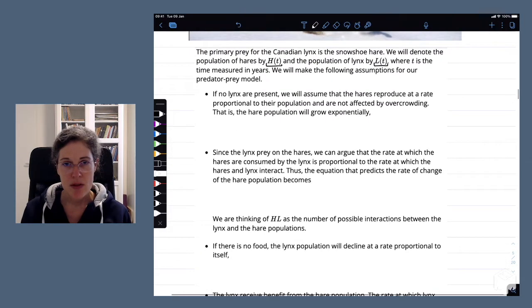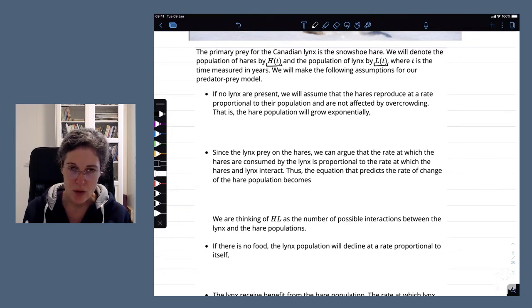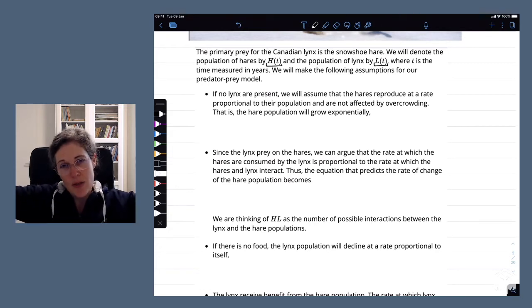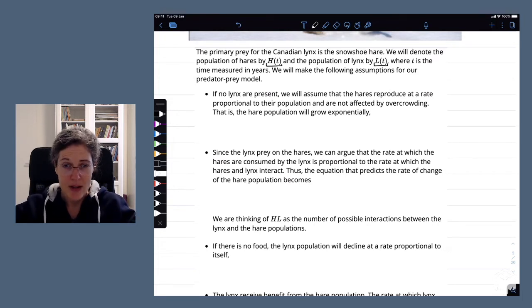So let's make some assumptions and see what we can get out of here. If there are no lynx present, then we need to make some assumption about how the hares reproduce. And a fairly standard one for things like hares is to assume that they reproduce at a rate proportional to their current population, and they don't get affected by overcrowding. So we're assuming that it's Canada, there's a lot of space. If there are no predators, then the hares just keep multiplying and multiplying based on how many there are, which kind of makes sense. If you have more hares, then you have more breeding females, so the rate at which they reproduce overall is going to increase.